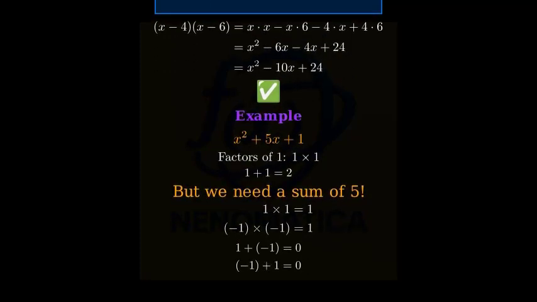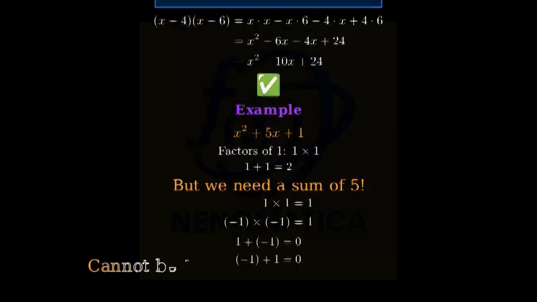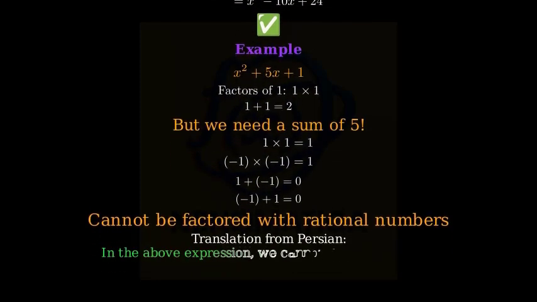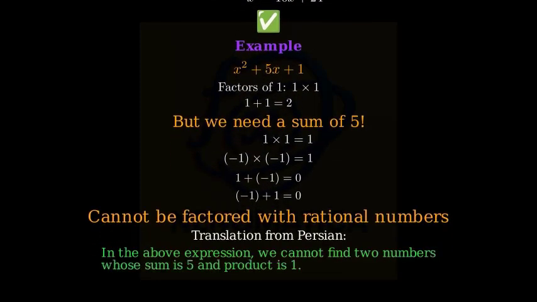Let's also check with negative factors. Since 1 is positive, we would need one positive and one negative factor with a larger absolute value on the negative side. As we can see, the possible factor pairs for 1 cannot sum to 5. We would need irrational numbers to factor this expression.